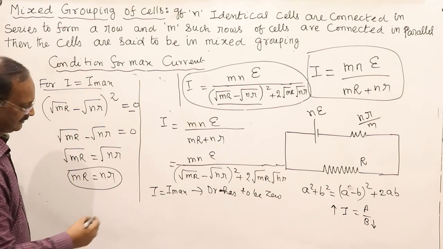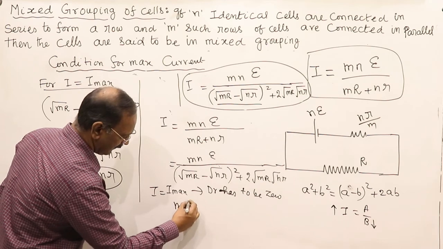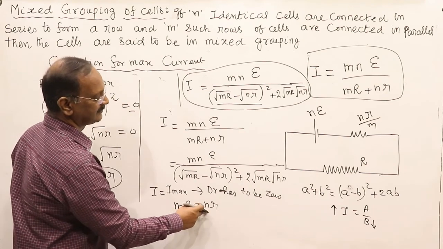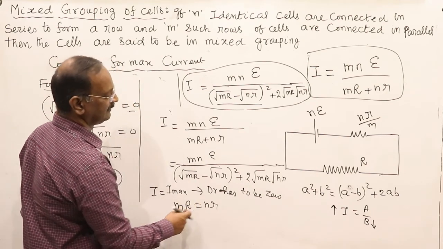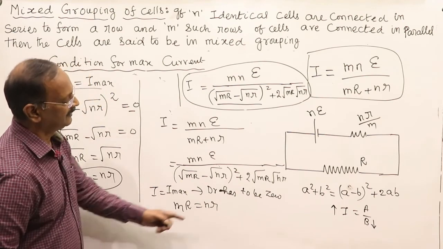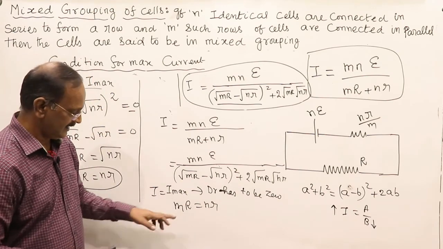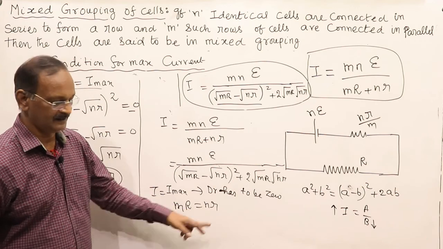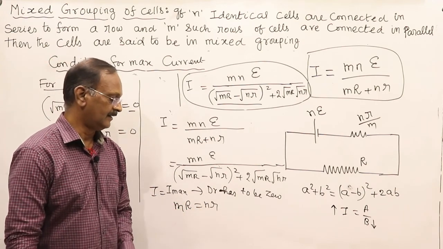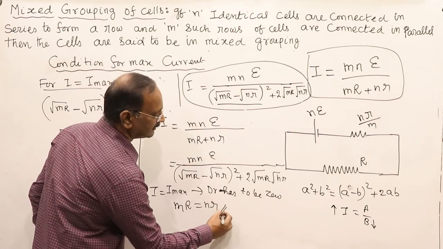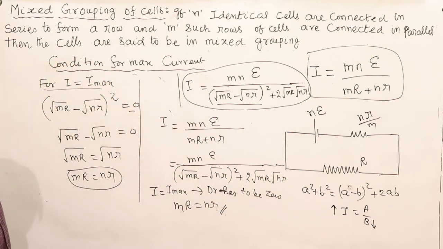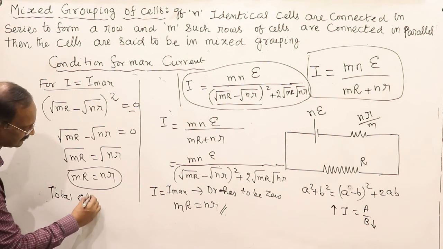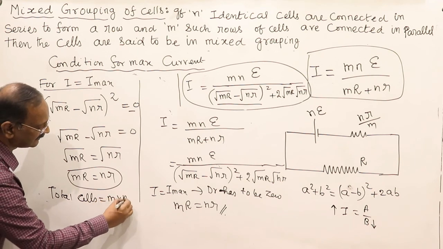So for I equal to I maximum, in that condition mr should be equal to nr, where n is the number of cells in series, m is the number of rows of cells in parallel, R is the external resistance, and small r is the internal resistance of a single battery out of n identical batteries. The total cells are m rows with n in series.